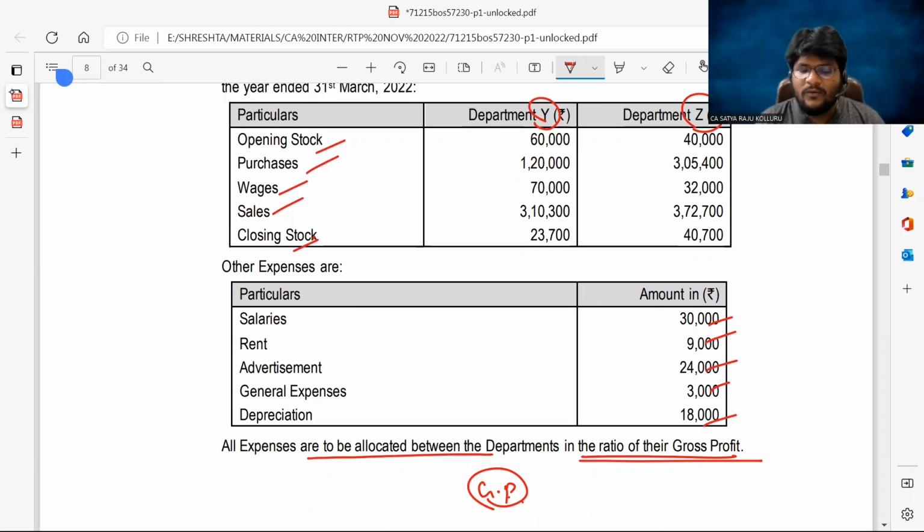Generally in the classroom, what we have discussed is that based upon the nature of the expense, a certain base might be given. For example, for salaries, the number of employees in the different departments may be given. For rent, the rent space in square feet might be given. But here they simply put a sentence for the purpose of allocation of all these expenses. Just follow the information given in the problem. We can simply allocate these expenses based upon the GP.